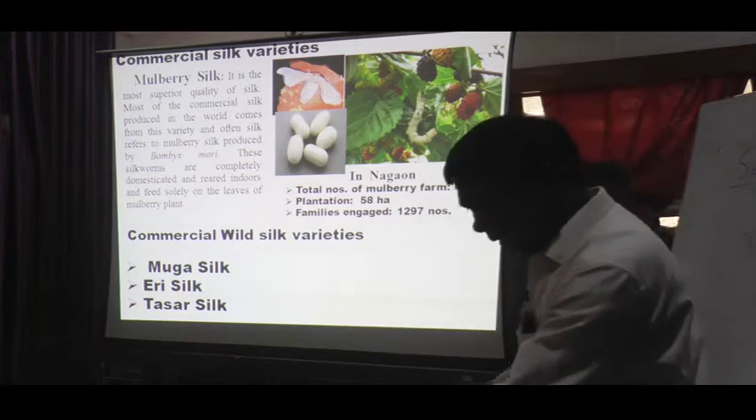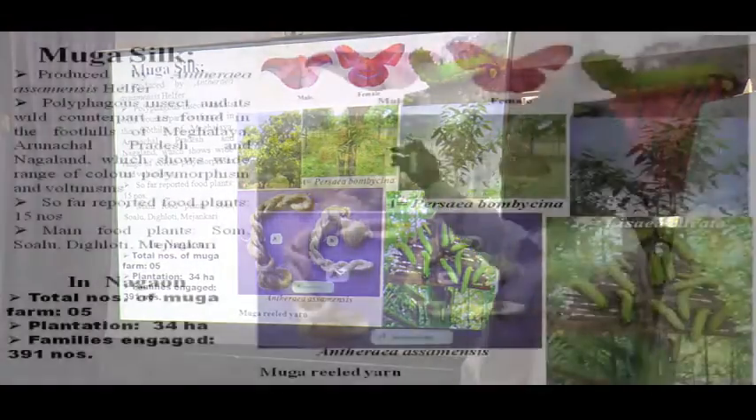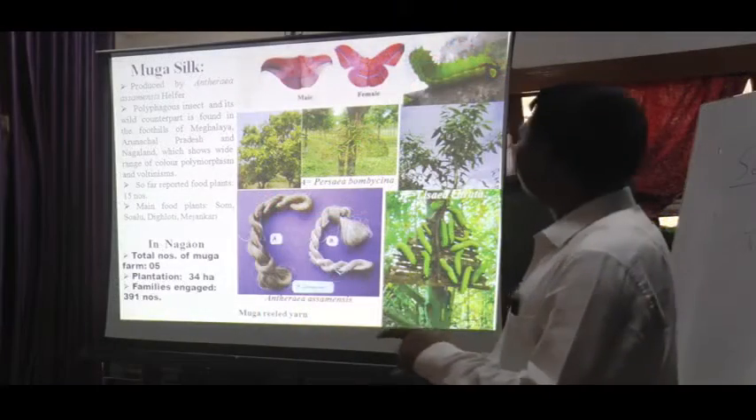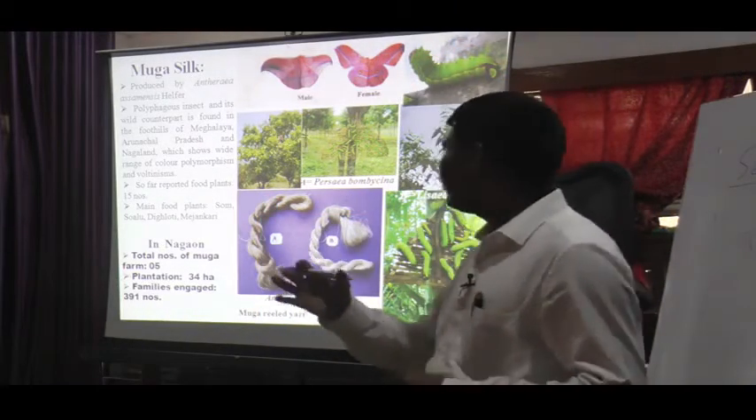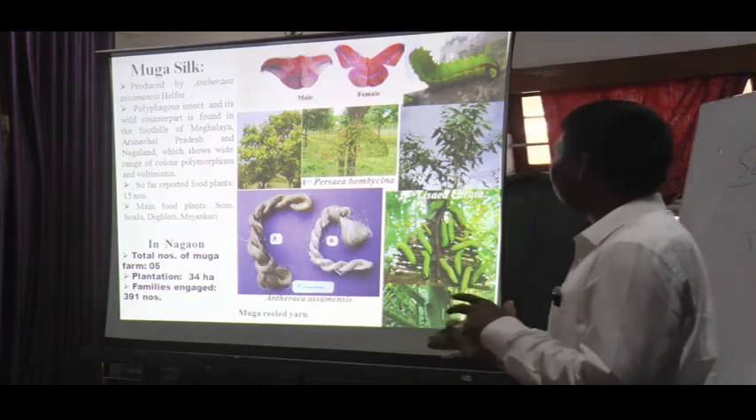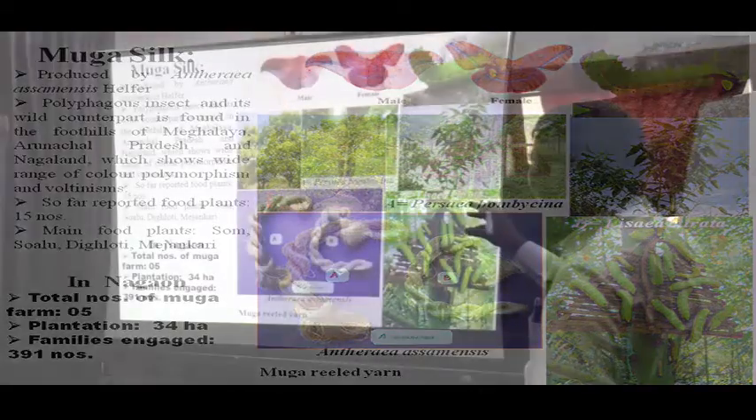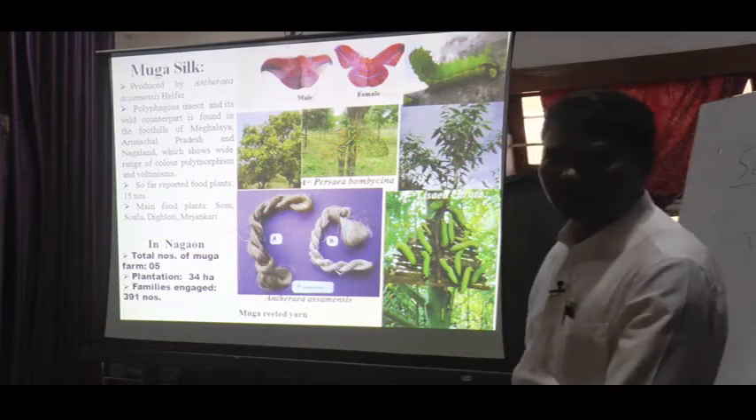Okay, so again we have another variety of commercial silk, Muga silk. I have already mentioned that it is produced by Antheraea assamensis Helfer, a polyphagous insect, and its wild counterpart is found in the foothills of Meghalaya, Arunachal Pradesh and Nagaland, which shows a wide range of color polymorphism and voltinism. So far 15 food plants are reported. Earlier reports mentioned 10 food plants, so this is the latest report. The main food plants are Som, Soalu, Dighloti and Mezankori.